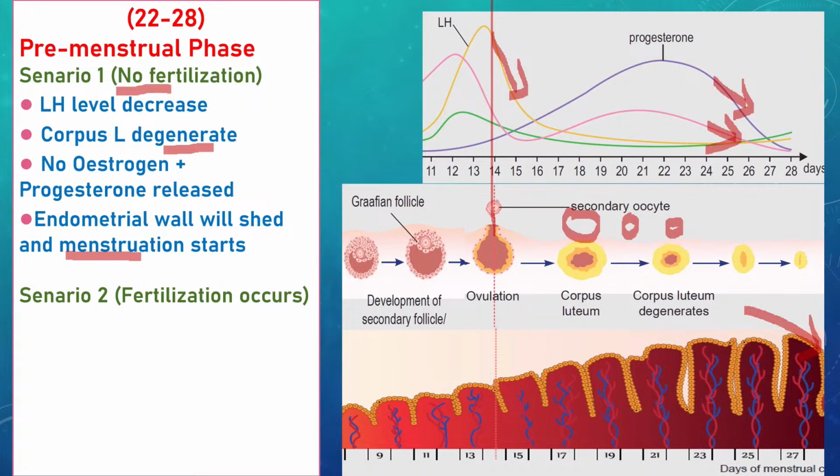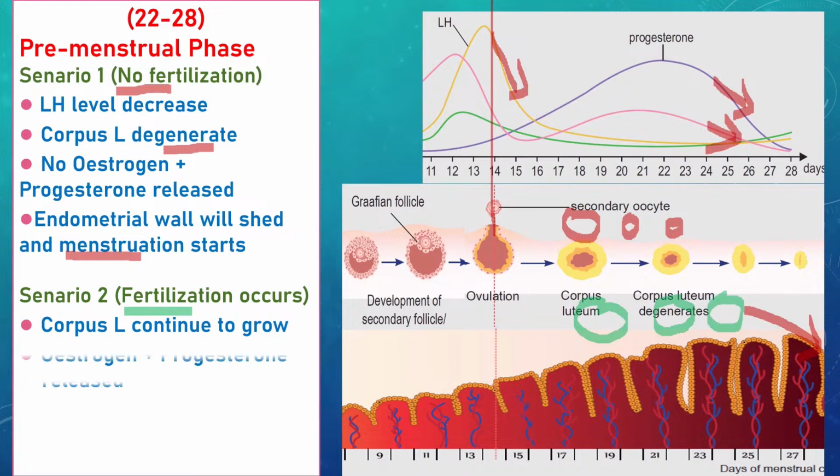Now let's say fertilization occurs. If fertilization does happen, then what will happen here? The corpus luteum will continue to grow. So if fertilization does happen, then the corpus luteum will not degenerate. It will not become smaller. It will maintain the size. The release of estrogen and progesterone will be continued. So you see the graph, progesterone will stay high. It will not decrease. The same goes for estrogen.